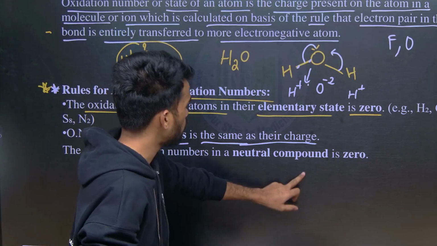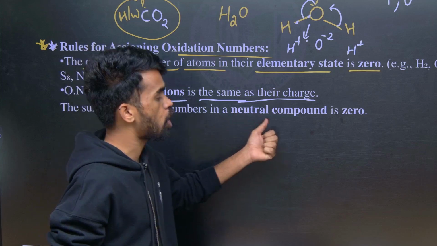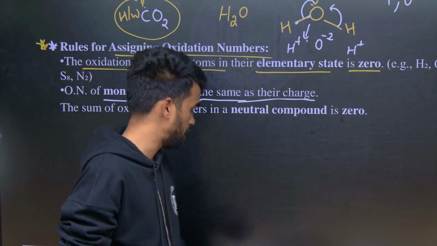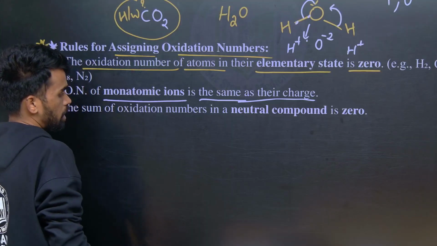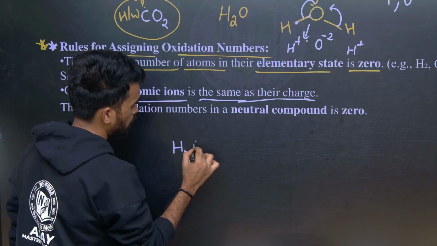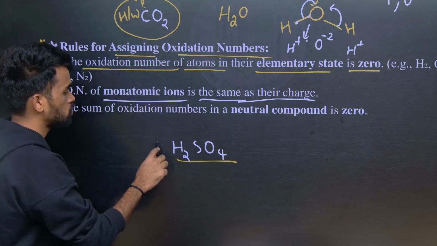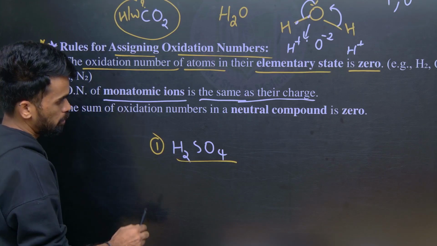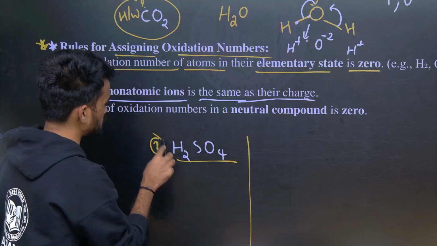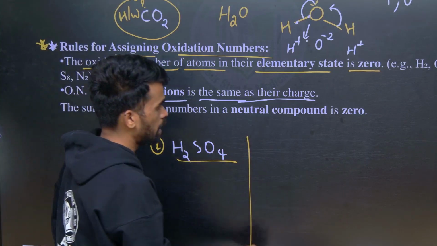Okay. Now the sum of oxidation states in a neutral compound is 0. So what exactly is it? Let us take one neutral compound here. I am taking H2SO4. Okay. So let us take this. This is one example. Now before going to this, let us take one smaller example here as the second example.